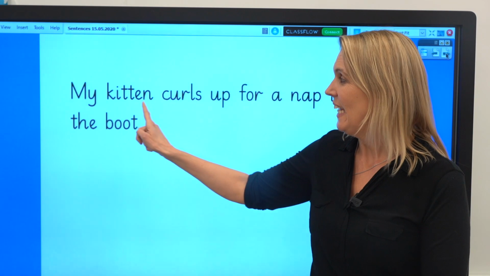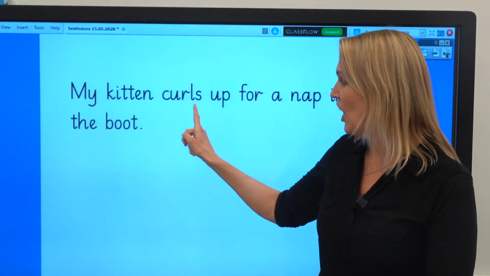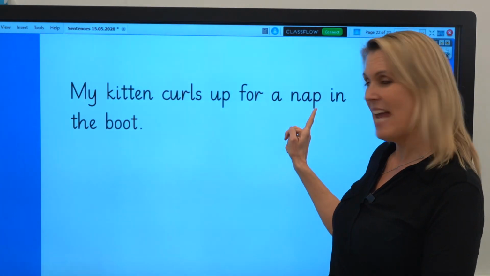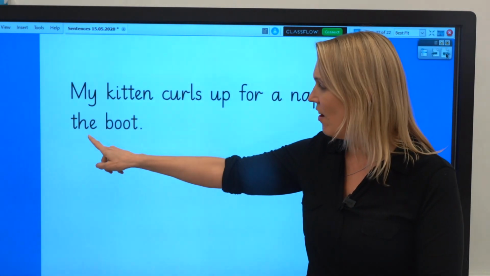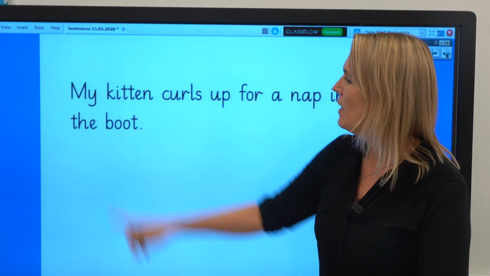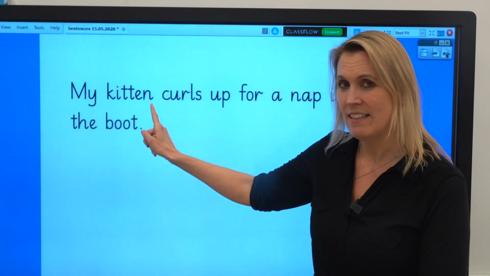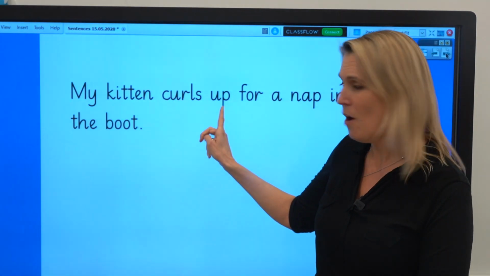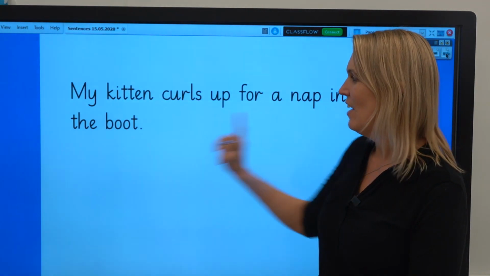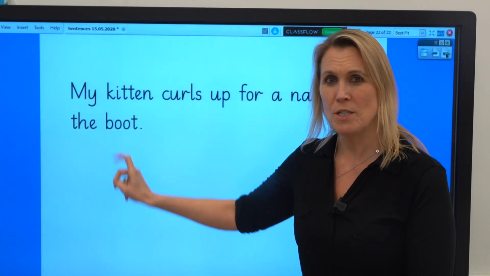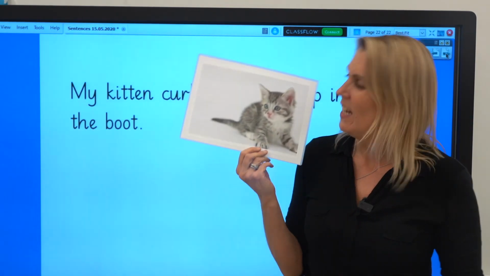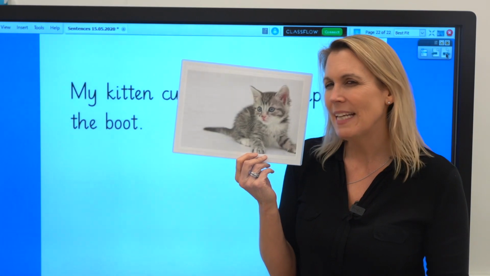My kitten curls up for a nap in the boot. Let's read the sentence one more time. My kitten curls up for a nap in the boot. I think little kittens like this one like to find warm, cozy places for a nap.